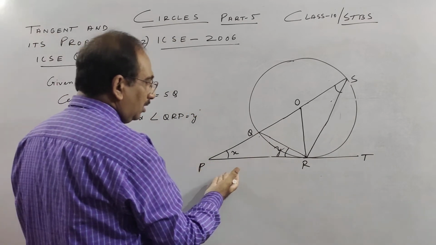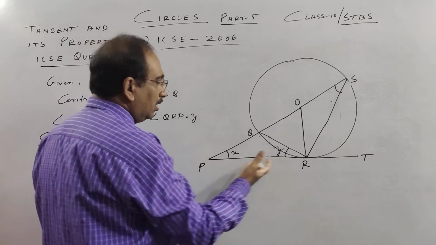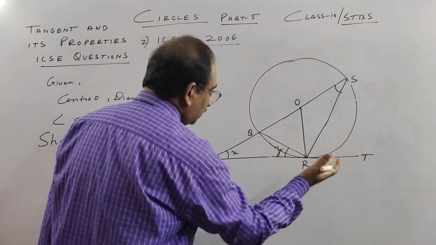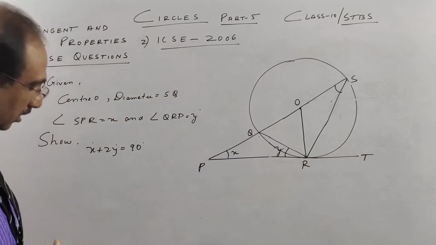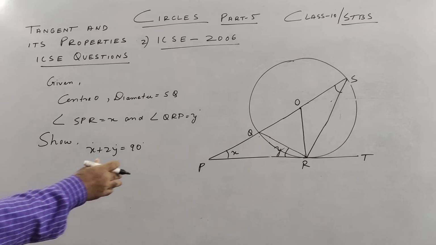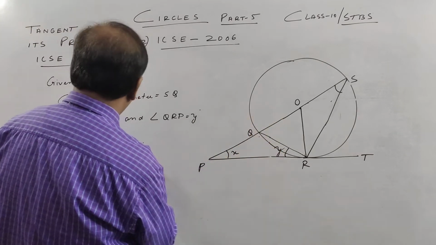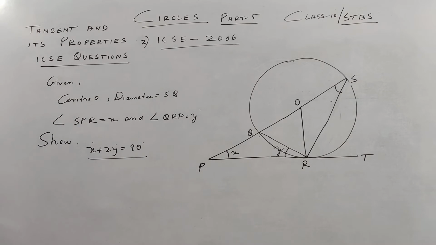The word tangent is not mentioned, I think. PT touches the circle. A tangent touches the circle at one point. So we have to show this is X and this is Y, given. We have to prove this. If you see the ICSE question's wording: in the given figure, PT touches the circle. PT touches the circle means at one point, so it is a tangent indirectly.